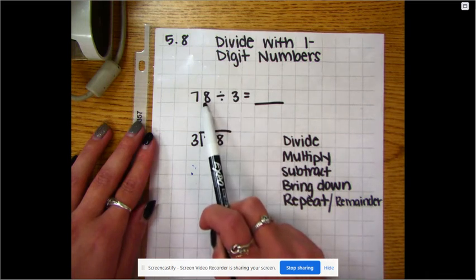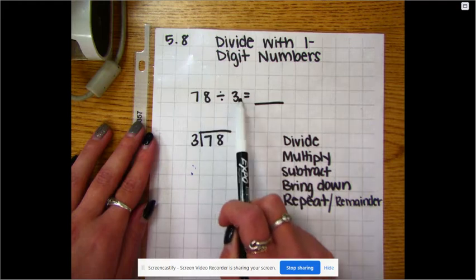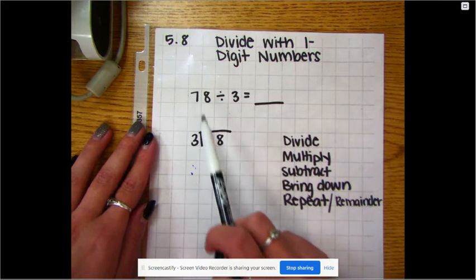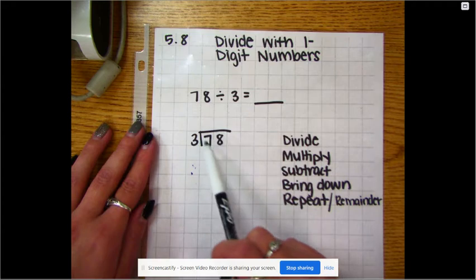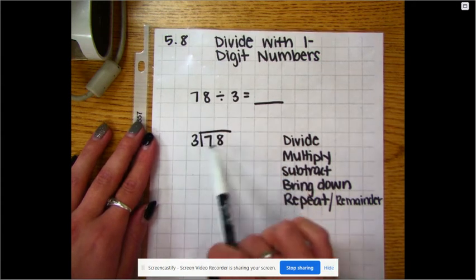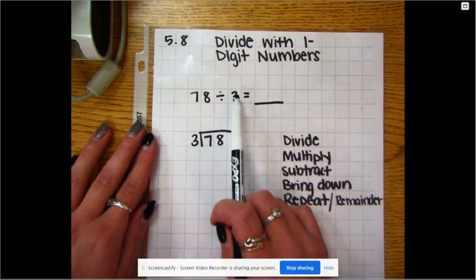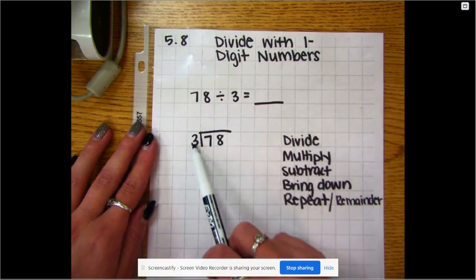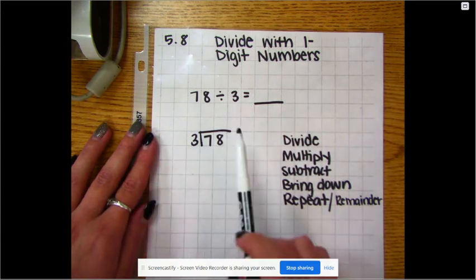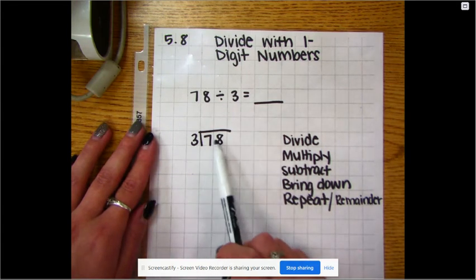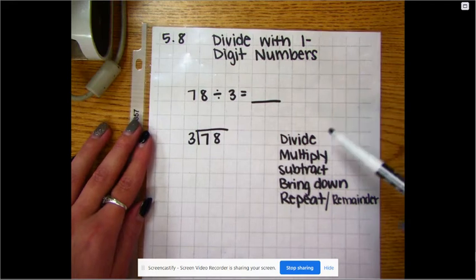Which car is more expensive, 78 or 3? 78, right? So 78 is going to go inside my garage. That is the most expensive car. Now 3, that's not as expensive. The value isn't as much. So my 3 is going to go outside. That's my divisor.